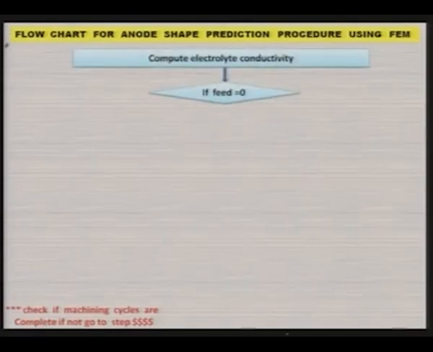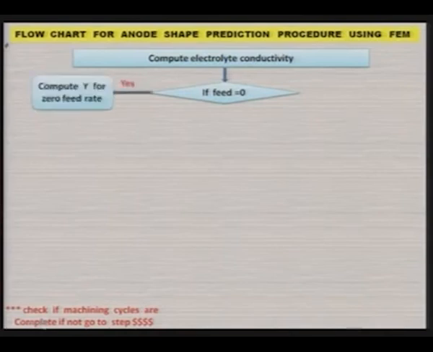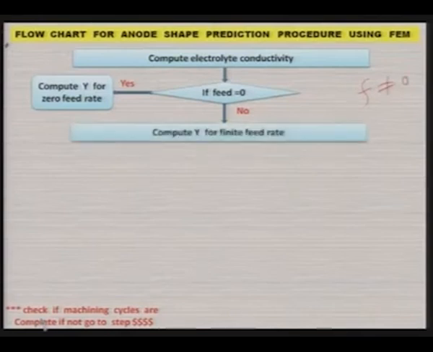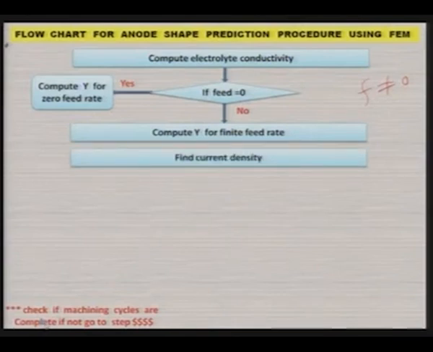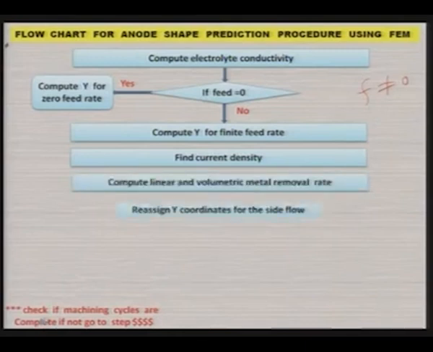compute electrolyte conductivity. Now, if feed rate is 0, then compute y for 0 feed rate. If feed rate is not 0, as I have shown to you, that means f is not equal to 0, then compute y, that is the interelectrode gap for finite feed rate at different nodes. Find the current density again. Compute linear and volumetric material removal rate.